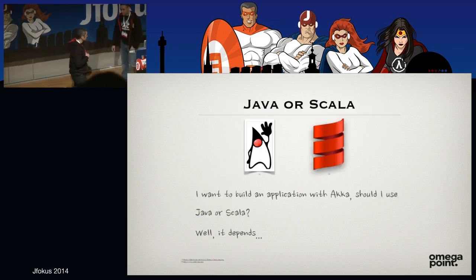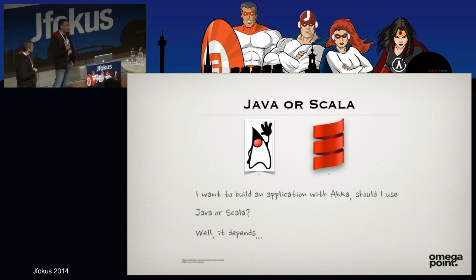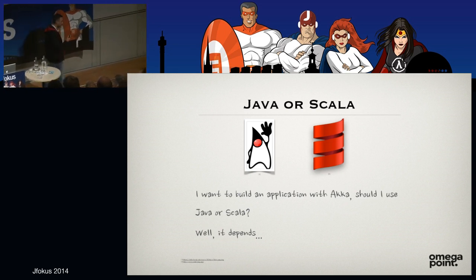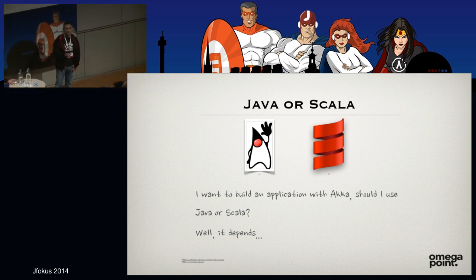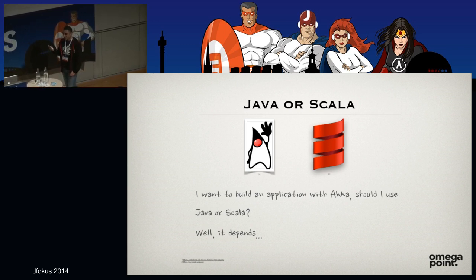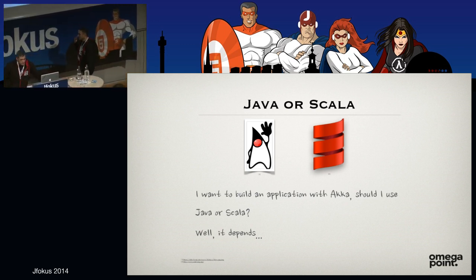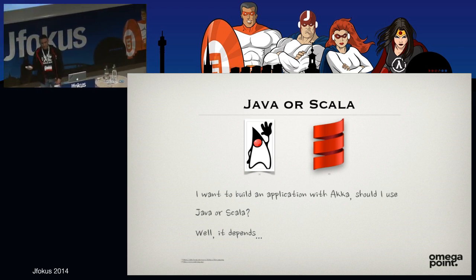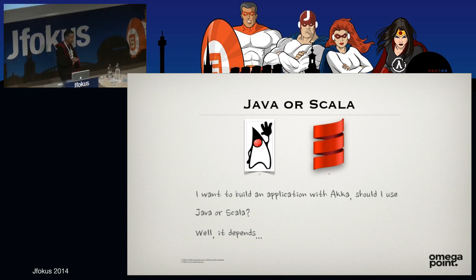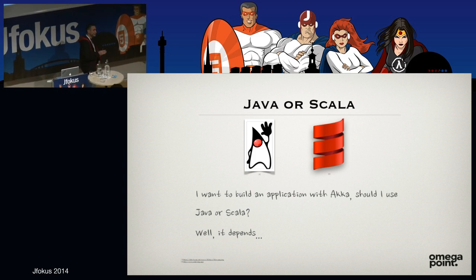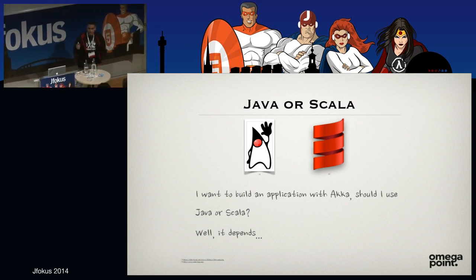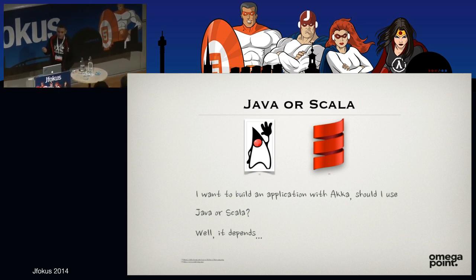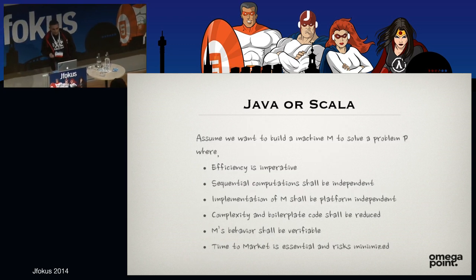Okay, so we all know that Akka is written in Scala. And of course, you start thinking, oh, should I write my application in Scala then, since I'm going to use Akka? But we all know that both Java and Scala produce bytecode. And since Akka is just a toolkit, we can choose whichever language. But the question is, which one should we pick? So the quick answer to that one is, it depends. In order to see how we reason, we're going to look at a quick example.